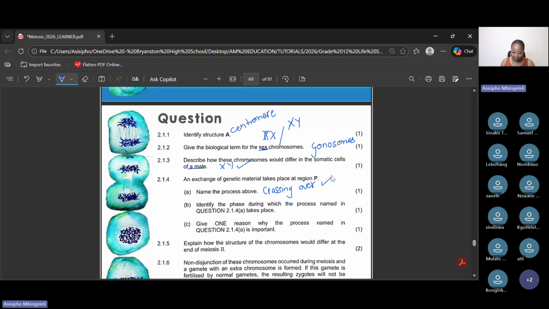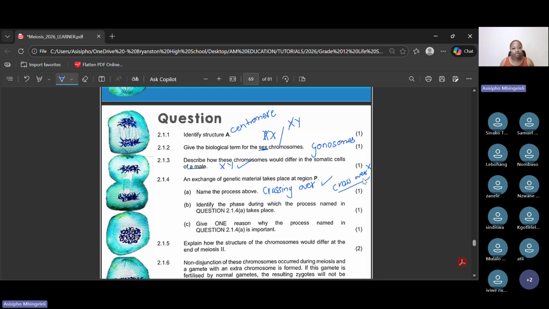The mark is at the end here. What did you say? Please repeat your answer, I didn't hear that. Okay. So what I was saying is the correct answer is crossing over. So if you wrote crossing over, tick. But if you wrote cross over, just the word cross, and then over, this is wrong. They're not going to mark you for this.